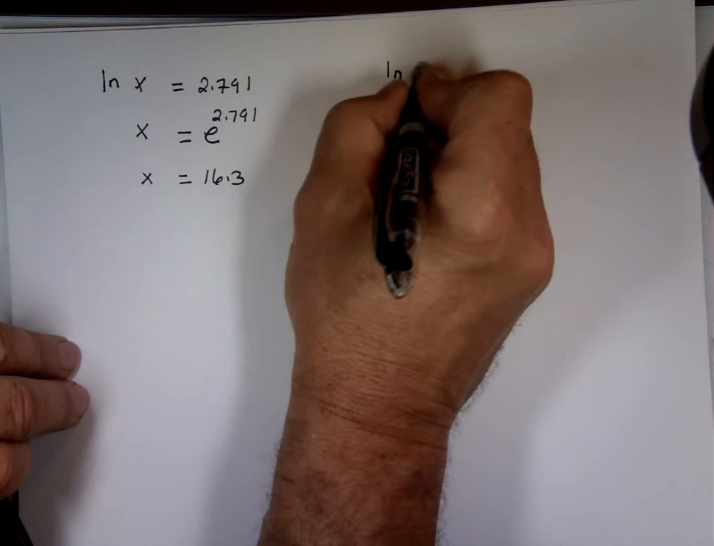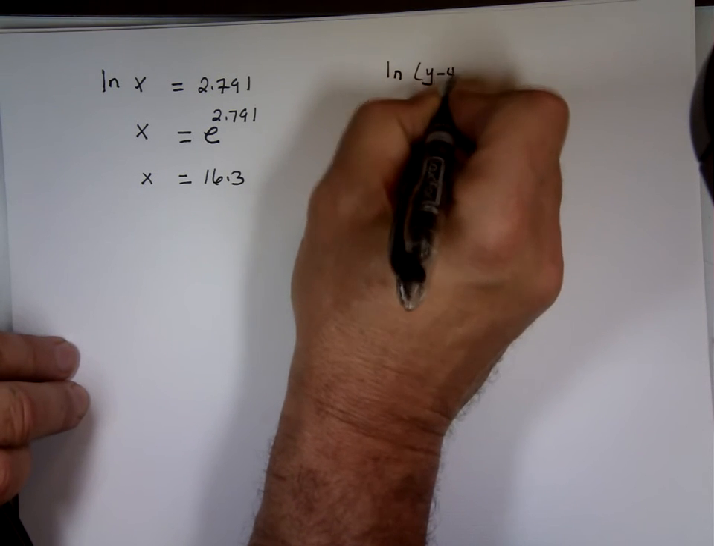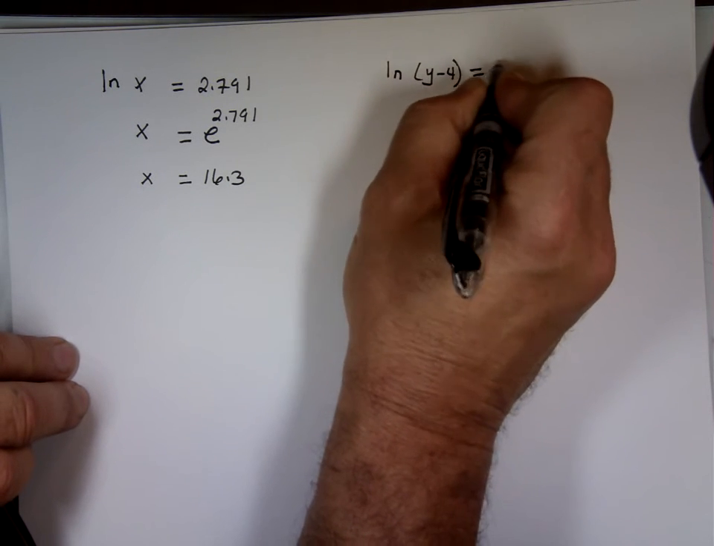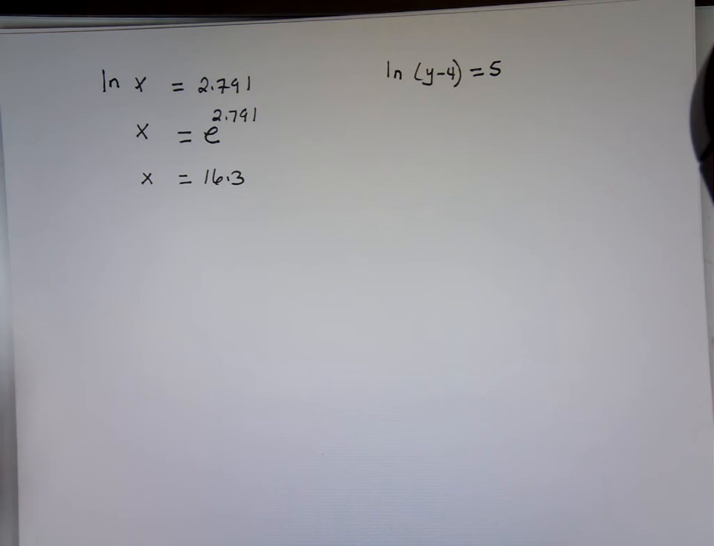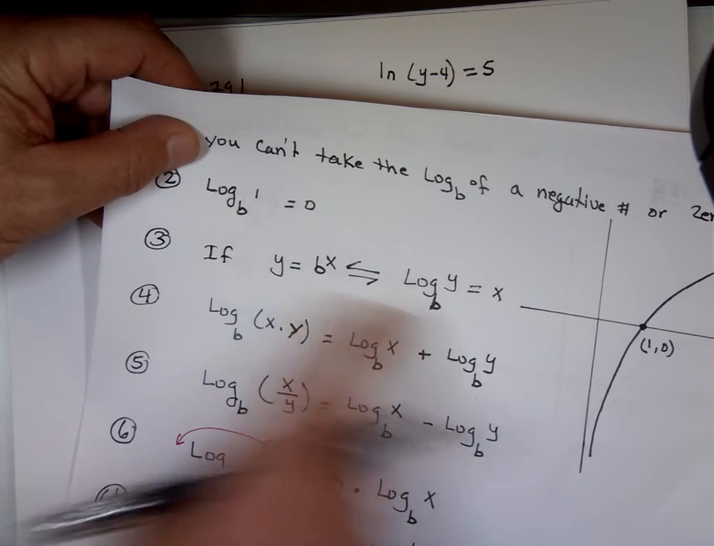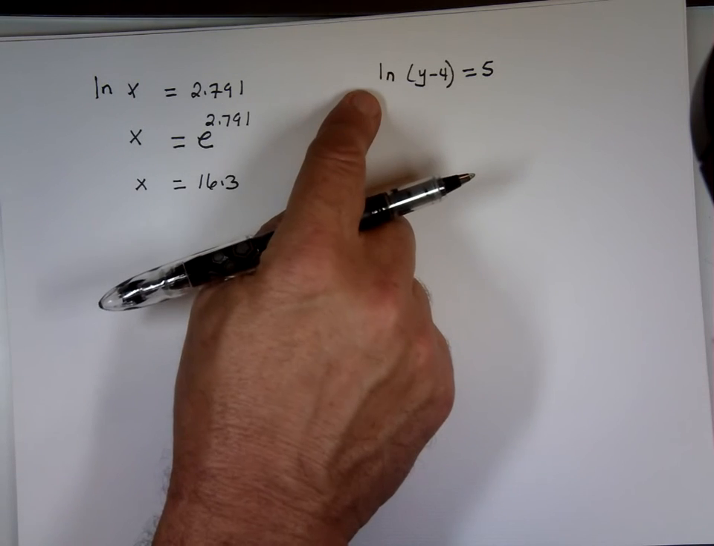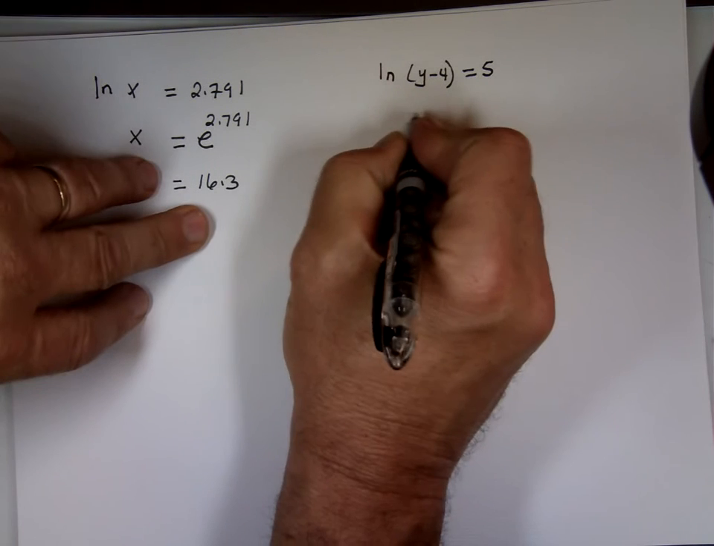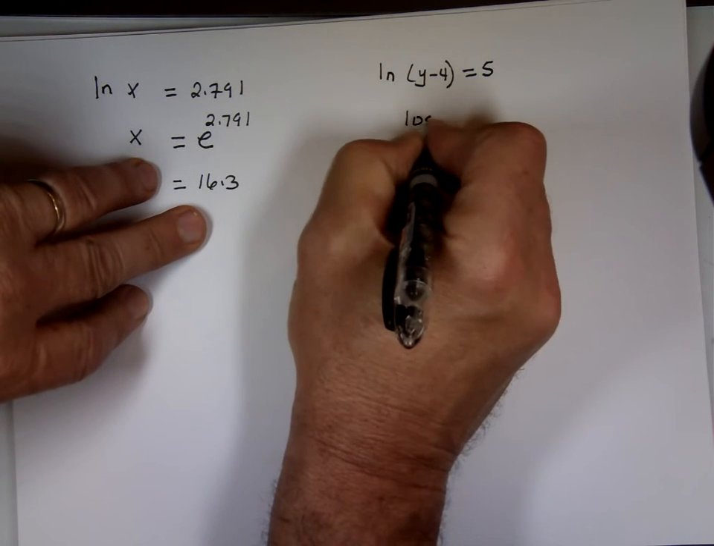The ln of y minus 4 equals 5. What I'm using really is rule number 3. I'm using this rule. You can go back and forth. Remember, ln is what? Log base e.